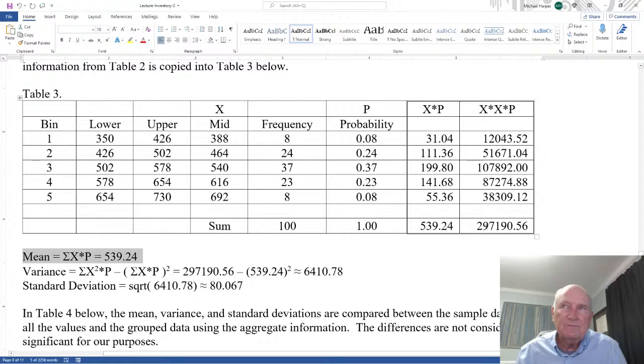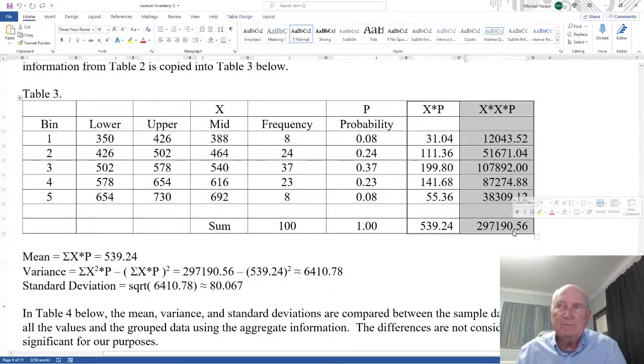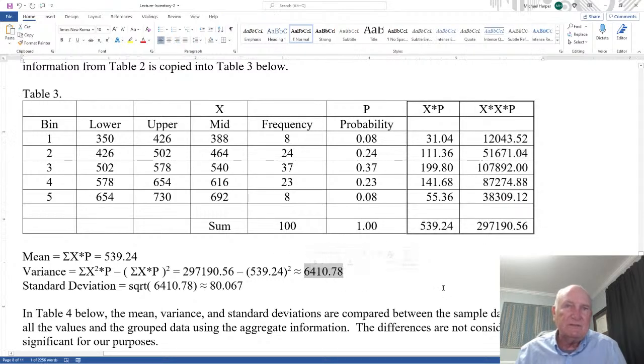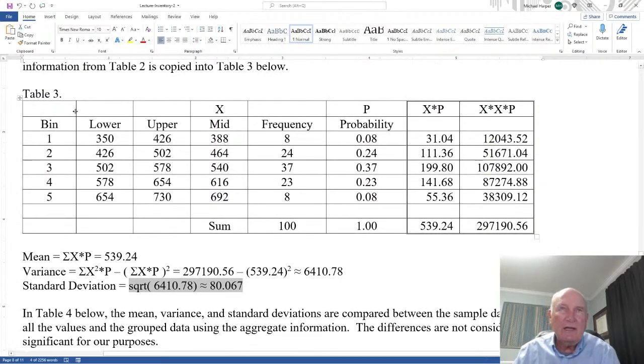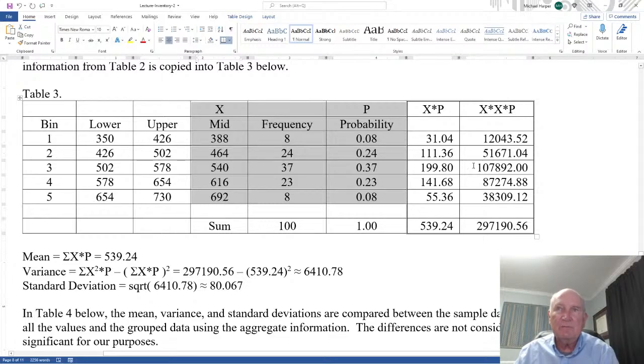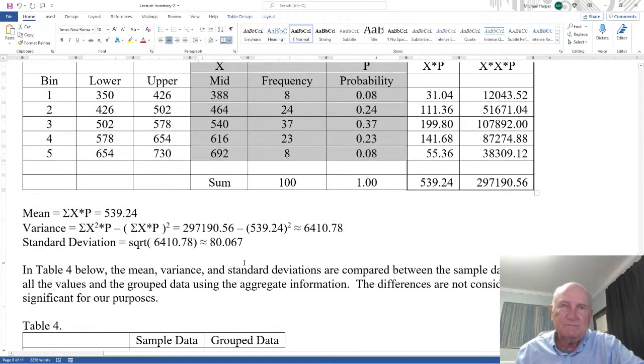It's pretty easy to do. I take the x, I square it, and times the probability. I do that right here. I bring that number down. I subtract the mean squared, and that becomes my variance. I take the square root of that, and that'll be my standard deviation. So when you have a histogram, a distribution, you have a midpoint, and a frequency or probability, that's all you need to determine the mean and variance. And with a mean and variance, then you can do your inventory theory, inventory control, and inventory management.